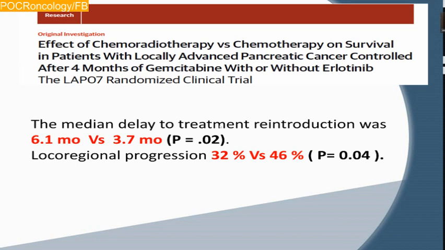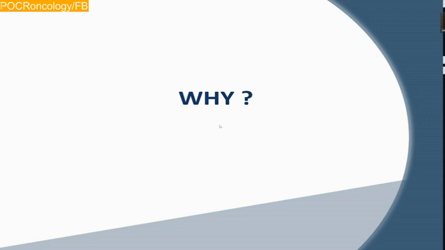If you look at the delay of reintroducing the treatments between radiotherapy and no radiotherapy, it is 6 months versus 3.7 months. And to me, this is a positive one. We are dealing with locally advanced, non-curable disease. Quality of life is very important. If we give them a break of 6 months from chemotherapy, I think this is important for the patient. Also, for local regional progression, there was better control with adding radiotherapy to the chemotherapy. So with all this conflicting data, why do we have these results? Some are positive, some are negative.